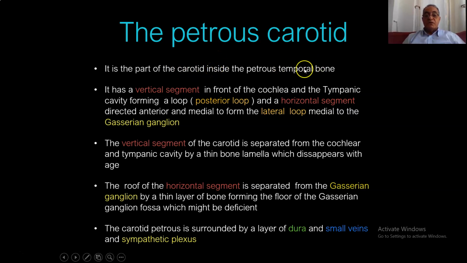petrous temporal bone. It has a vertical segment in front of the cochlea and the tympanic cavity, forming a loop, the posterior loop. They call it the posterior loop according to the position. It is posterior, and a horizontal segment. So the petrous carotid has a vertical segment and a horizontal segment. In between them there is a loop called the posterior loop, and it is directed anterior and medial to form the lateral loop medial to the Gasserian ganglion, as we'll see it now.